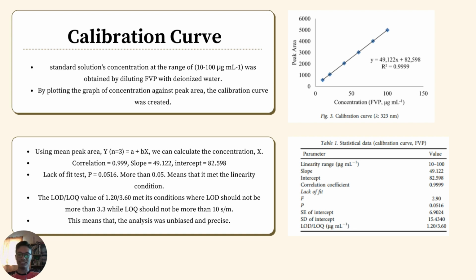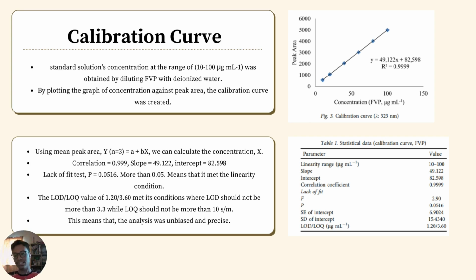So from that we found the correlation to be 0.999, the slope 9.122, and the intercept 82.593. So the concentration is found to be 82.598. So the lack of fit test P we found is equal to 0.0516. That is more than 0.05. This means that it met the condition of linearity.